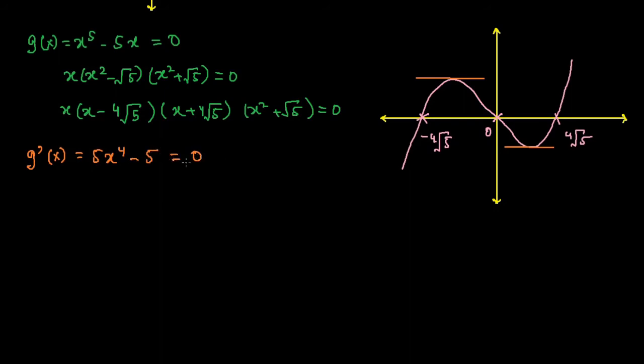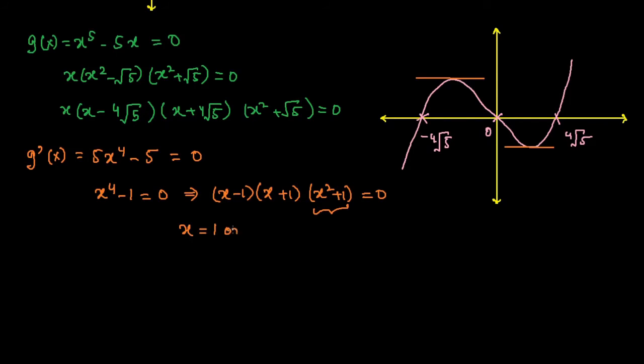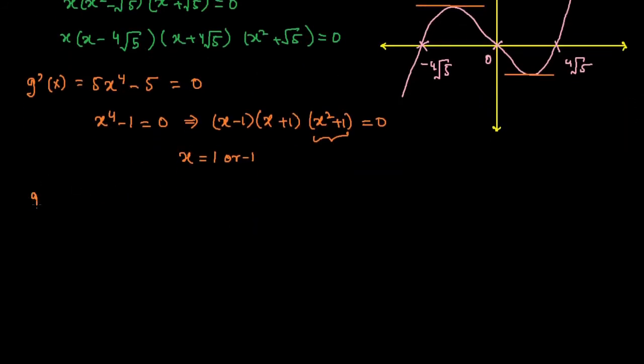If we put this equal to 0, we get x to the power 4 minus 1 equals 0. This factorizes to (x minus 1) times (x plus 1) times (x square plus 1) equals 0. Now for any real x, x square plus 1 cannot be equal to 0, so x can be equal to 1 or minus 1.